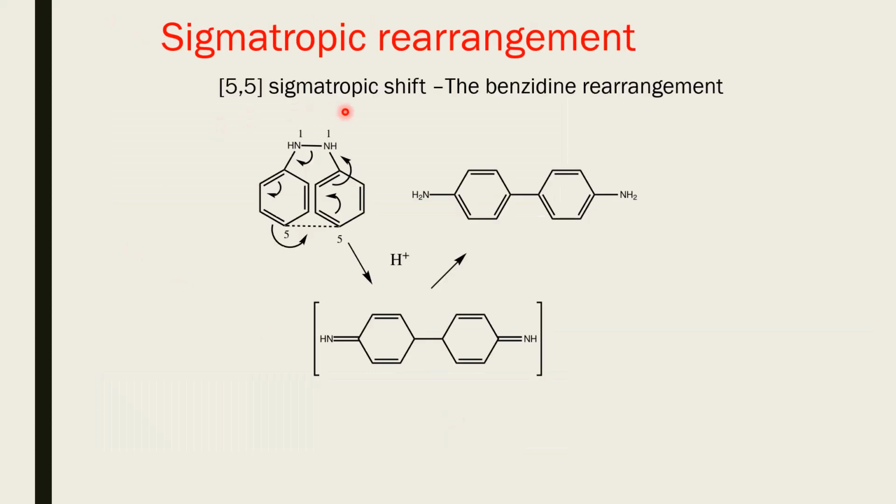You can also have a 5,5 sigmatropic rearrangement, which occurs in the benzidine rearrangement. Here it is this nitrogen-nitrogen bond which is being broken and the new bond is formed between carbon and carbon here. The numbering is 1, 2, 3, 4, 5 on this side, 1, 2, 3, 4, 5 on this side. So this is an example of a 5,5 sigmatropic shift, and this intermediate undergoes aromatization to give you the final product.